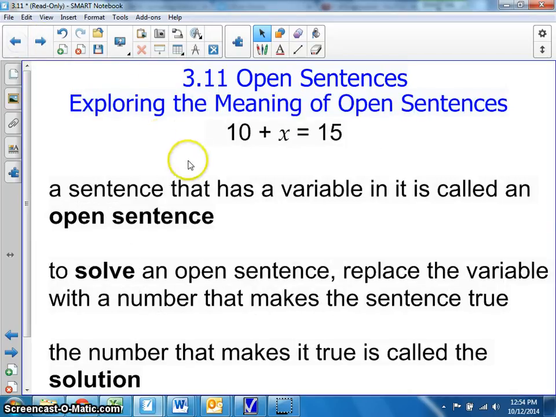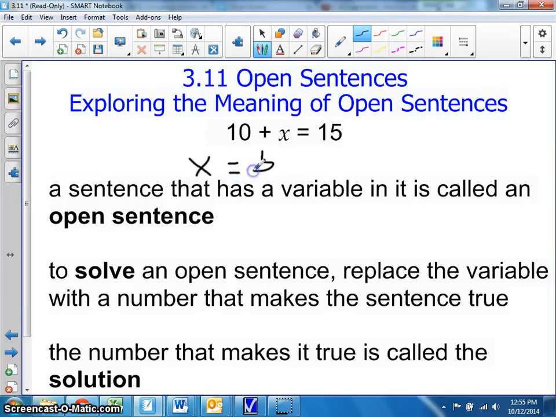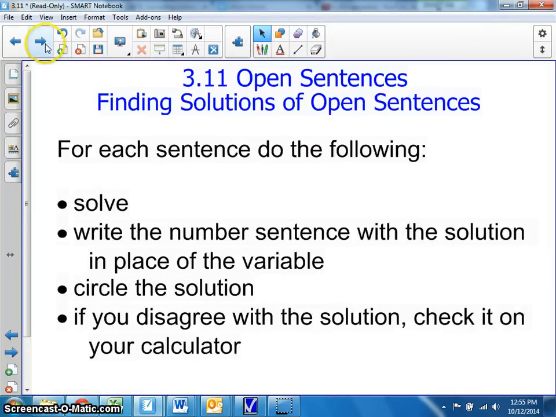So, x, if I was going to write it out, I'll get a pen here and I'll do it. x equals 5. That's our solution. So, when you do these problems, I want you to solve it. Figure out what goes in that spot. You're going to write the number sentence with the solution in the place of the variable. So, like last one, you'll do 10 plus 5 equals 15. You'll circle your solution, so x equals 5.